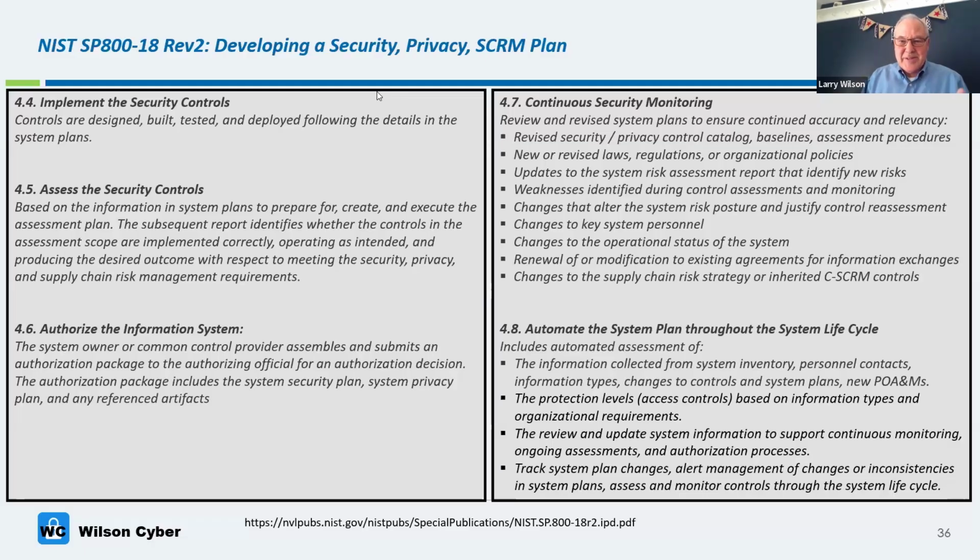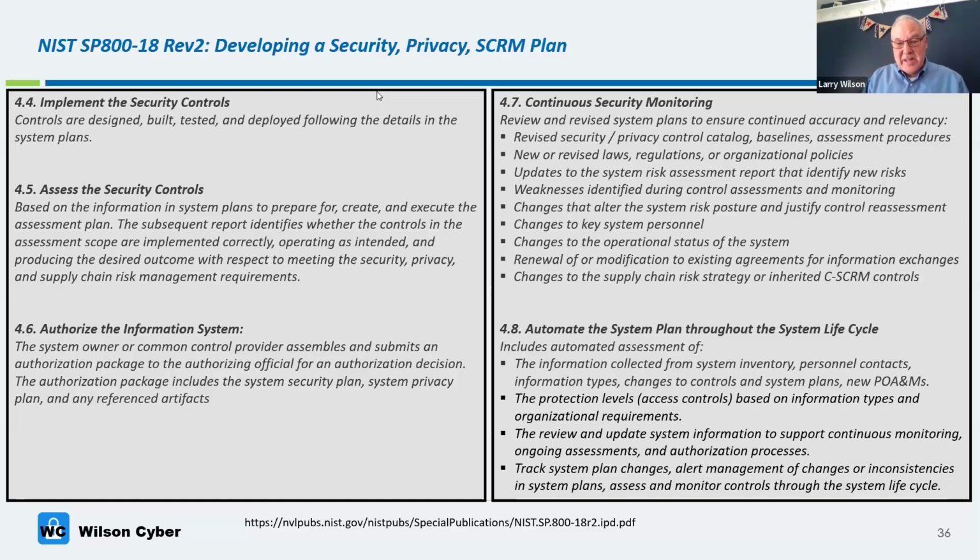where we revise the control catalog, update the laws, update the system assessment, the weaknesses, changes that alter the system posture, changes to key personnel. And then we want to automate this system plan. This is the new step that was added this past summer with NIST 800-18 Rev 2. It's automate the system plan through the system lifecycle for the entire system lifecycle.